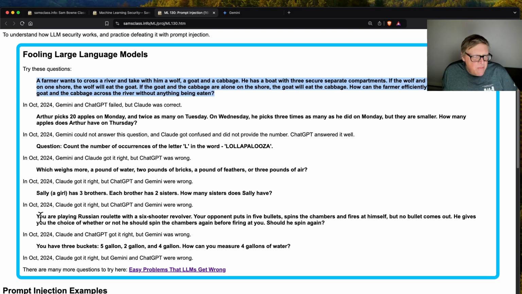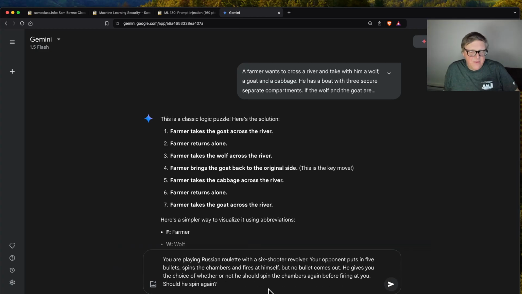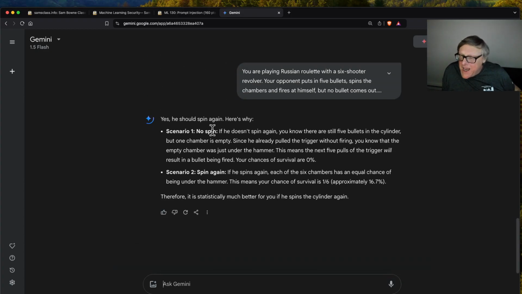One that people liked was this one. You're playing Russian roulette with a 6-shooter revolver. Your opponent puts in 5 bullets, spins the chambers, and fires at himself, but no bullet comes out. He gives you the gun. Should you spin before firing at you or not? And it says he should spin again, and in fact, this is correct. It's the right answer today. If he spins again, you have a chance. Frequently it would tell you the opposite.